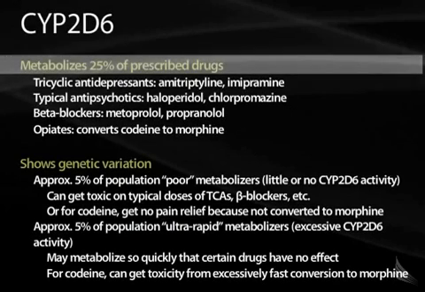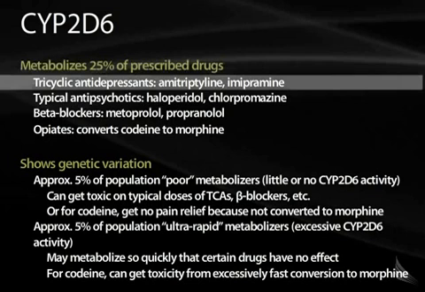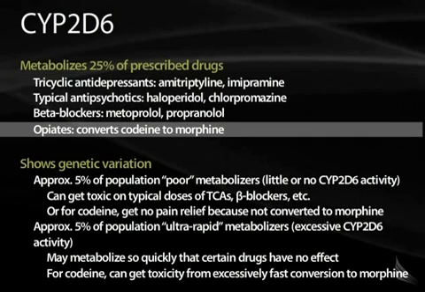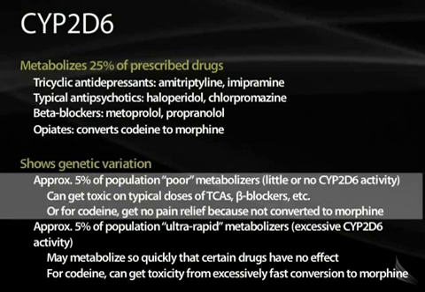Cytochrome 2D6 is responsible for metabolizing tricyclic antidepressants as well as antipsychotics, beta blockers, and opiates. And as you can see, it would be very important to know the concentrations of these drugs in patients that have genetic variation. Remember, 5% of the population will be poor metabolizers, meaning they have very little or no cytochrome 2D6 activity. And these patients will be very sensitive to tricyclic antidepressants or beta blockers. Or, for example, for patients that are taking codeine, they would not be able to convert that codeine into morphine and therefore would not get pain relief.